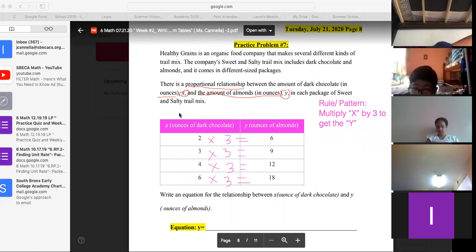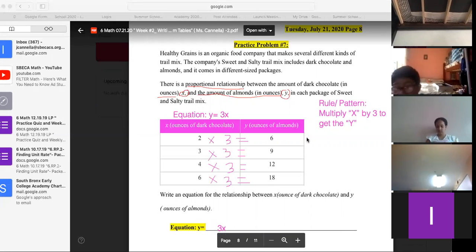So actually, I'm just gonna write at the top just because of timing. I want you to put, what's the equation, Taris? y equals what? y equals 3 times 3x. Good job, okay?